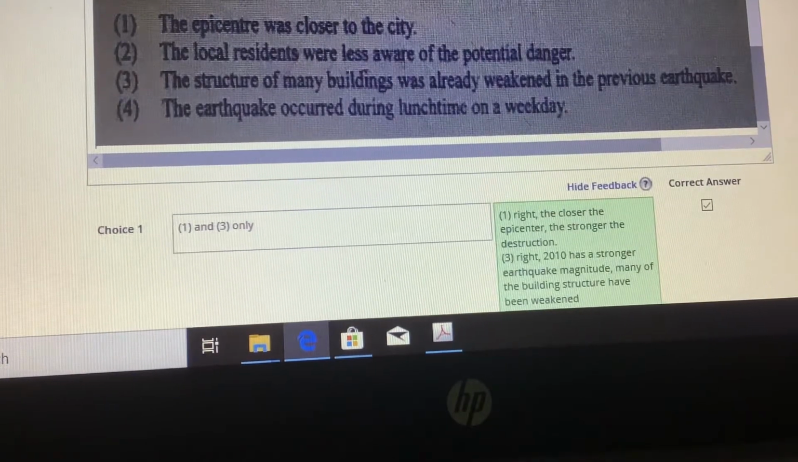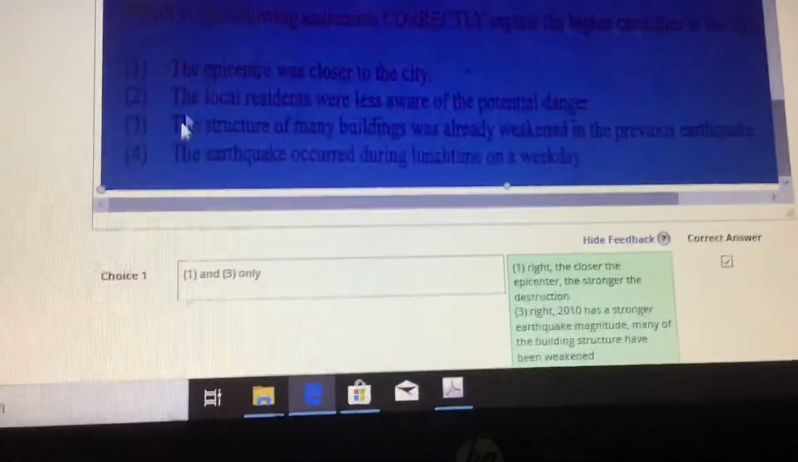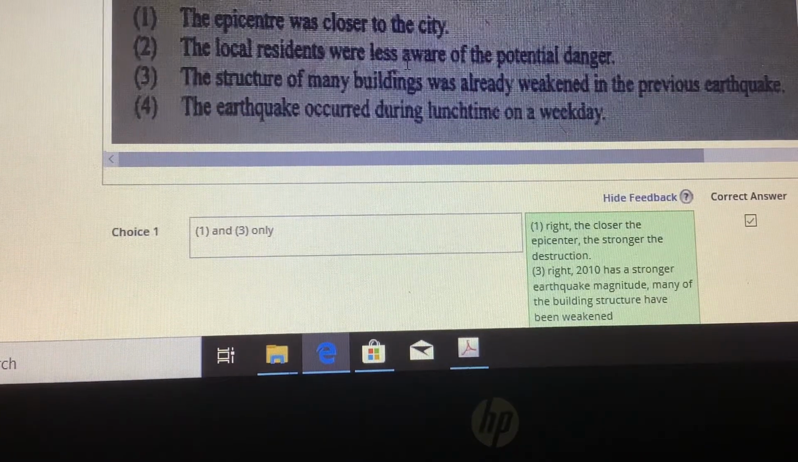Local residents are less aware of the potential danger. I don't think so, because after the first earthquake, I don't think they will be less aware and think that it's not happening again. This is not the case.